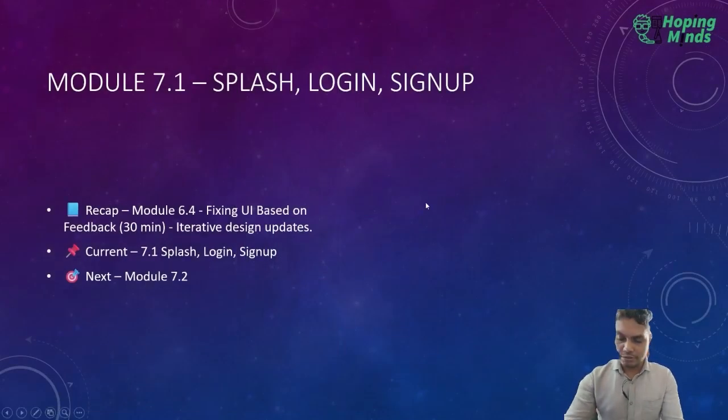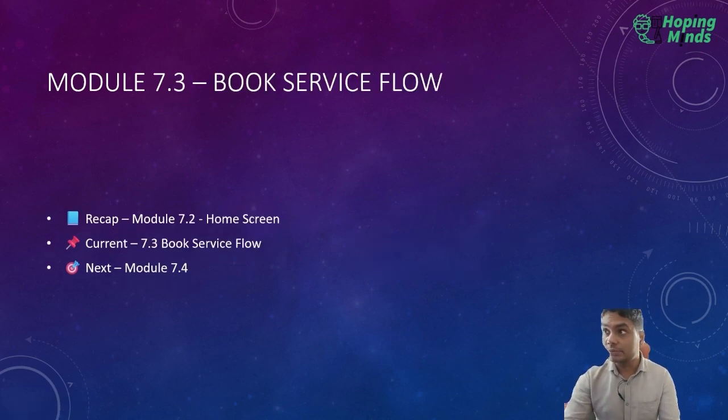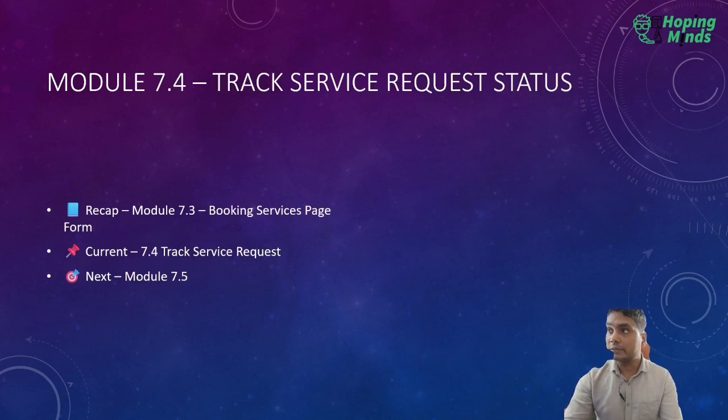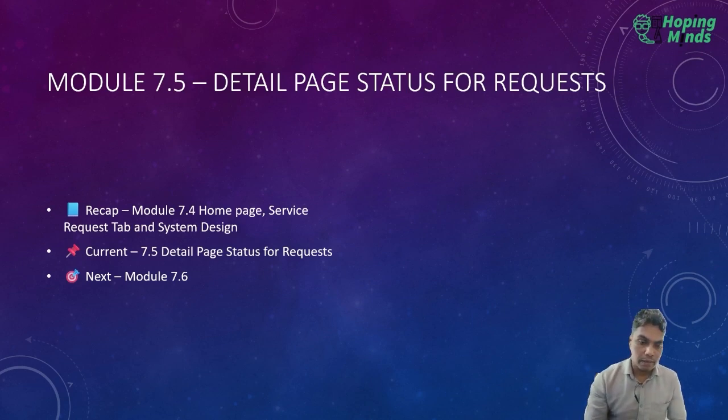In the entire module 7, we created this splash screen, login, sign up, and the home screen, and we created the booking services flow. We created track services request, which you saw in the case study as well. And then we created the detail page status for the request, which showed if it is delivered, if the payment is pending, or what is really happening.